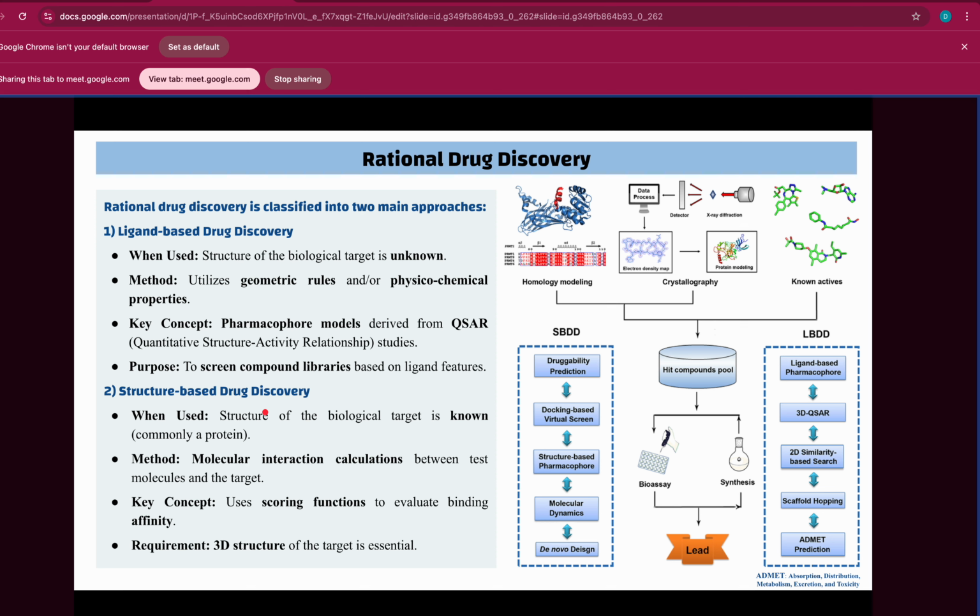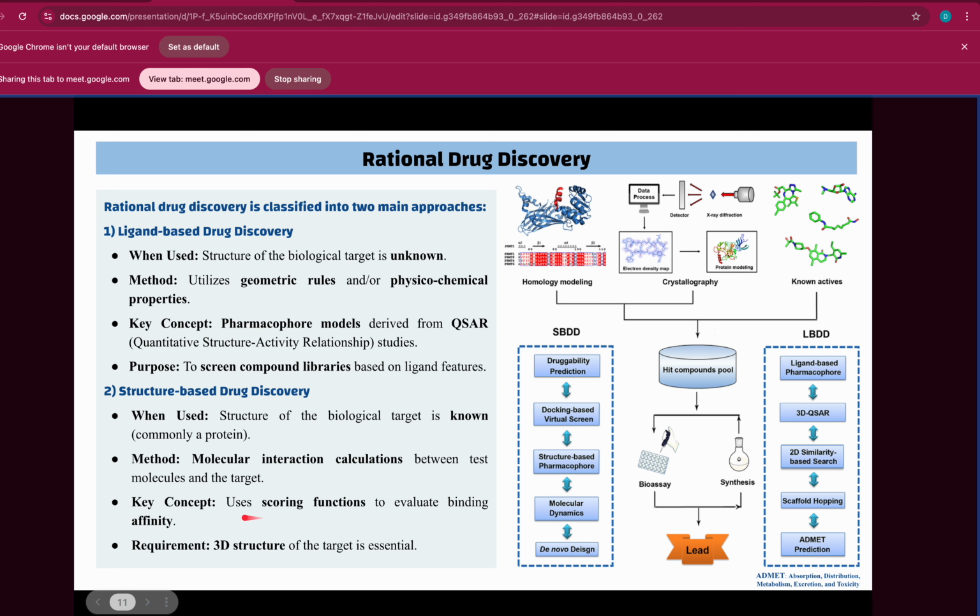And then the second approach is structure based drug discovery. This is used when you know the structure of the protein which you want to target. So the method is molecular interaction calculations. Now as you know the protein which you want to target, you will see what binding sites are present in that protein, and what groups are lying in the binding site, so that you can design the drug molecule to those respective groups. So test molecules and target depend on the molecular interaction calculations.